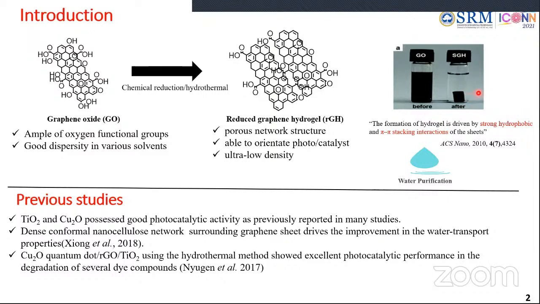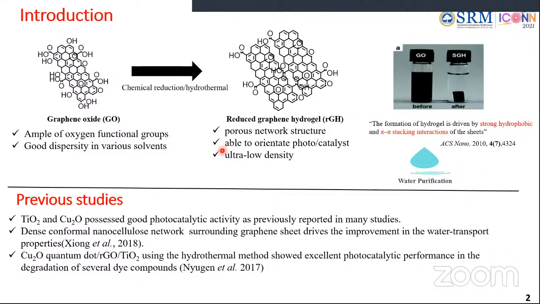So most of the researchers posit that the formation of hydrogel is actually driven by strong hydrophobic and also pi-pi stacking interactions of the sheets. So when we talk about graphene-based hydrogel, in terms of application, the usage of graphene-based hydrogel has been rampant in water purification application, besides others such as supercapacitors, in the biomedical fields, and so on and so forth.